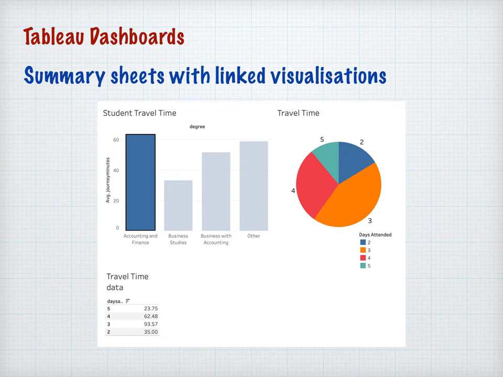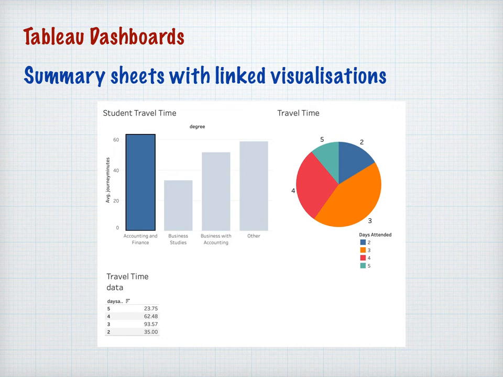So the example that we're going to work our way through today will involve creating 3 visualizations, and then we'll place them onto a dashboard and you can see how you can link them together. Now the data that we're going to use here is the data that we've used before, which is on students inside the business school, and so it's all to do with the characteristics of those students, what degree they're on, how they travel, their average travel time, things like that.